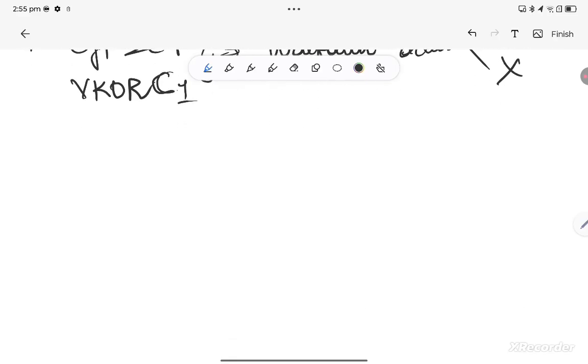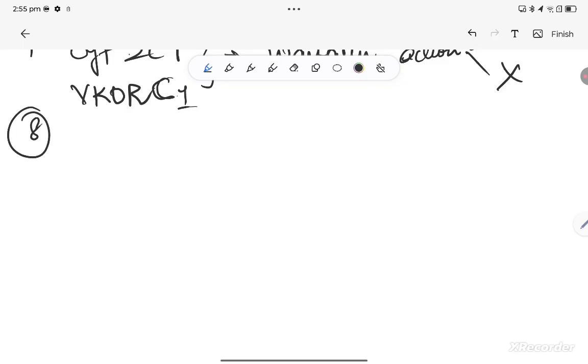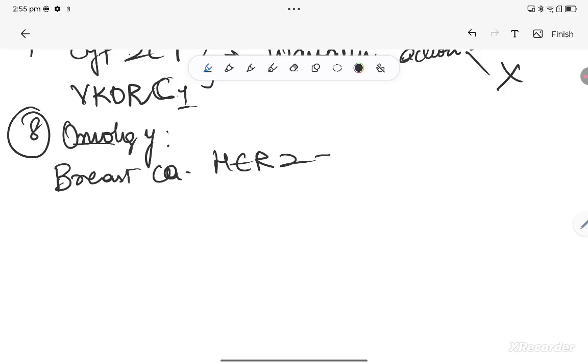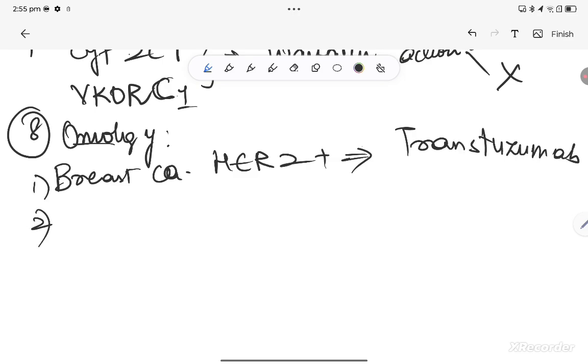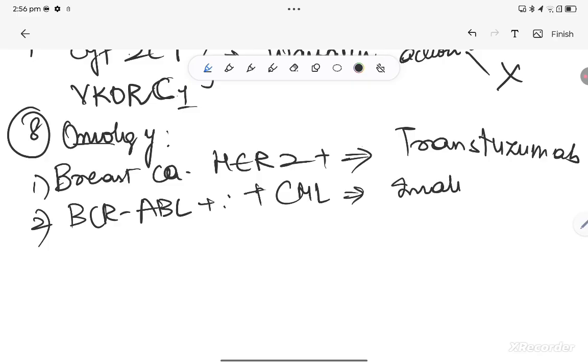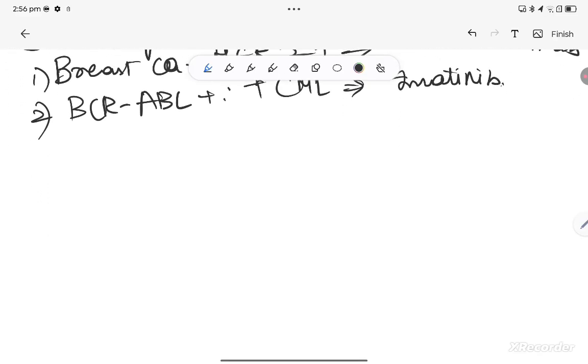Now, we need to understand certain recent advances also. Most importantly, with respect to oncology, until and unless a breast cancer is positive for estrogen receptors or HER2 positive, we don't treat them with trastuzumab. Yes, this is the typical personalized therapy example. In the same way, only BCR-ABL gene positive CML will be treated with imatinib mesylate.